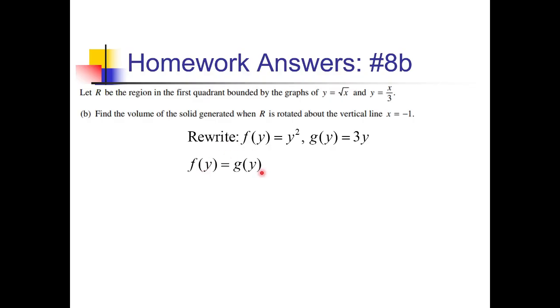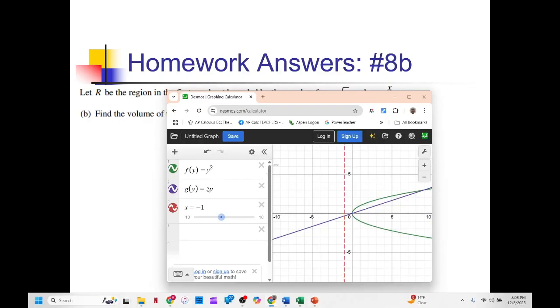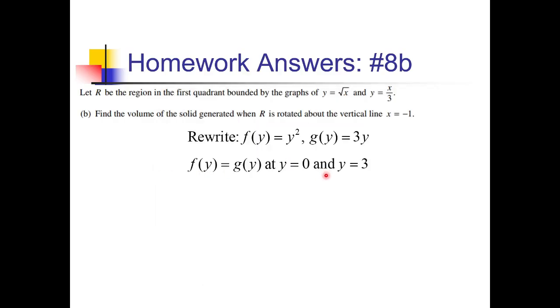So f of y equals g of y, where? Well, going back here and just clicking on one of these, we see that these are crossing at the y values 0 and 3. We're looking at the y values here. So 0 and 3. All right, so now getting my washer formula, that's going to be A of y equals pi times big R squared minus little r squared.